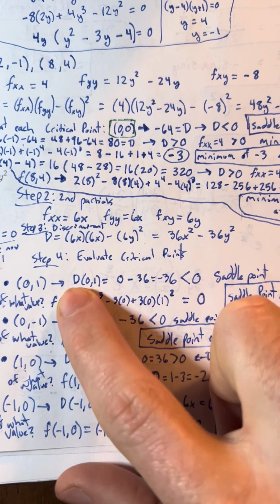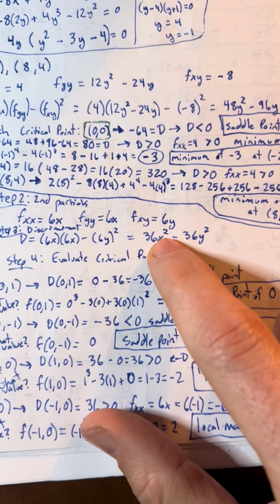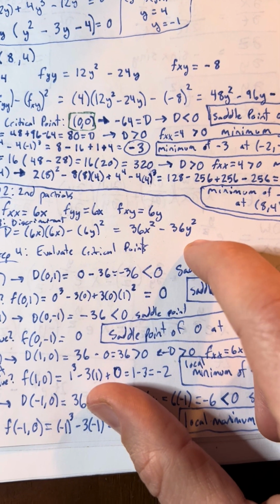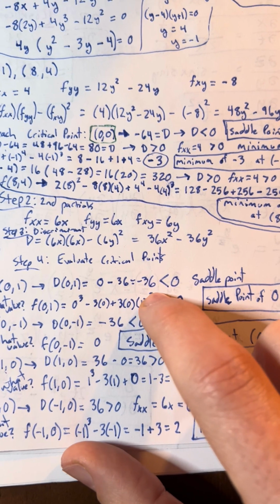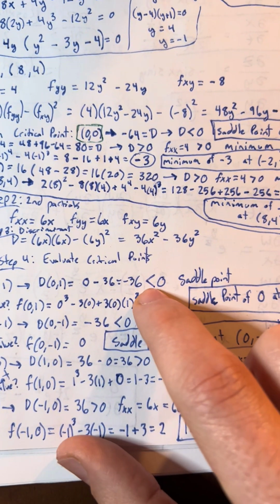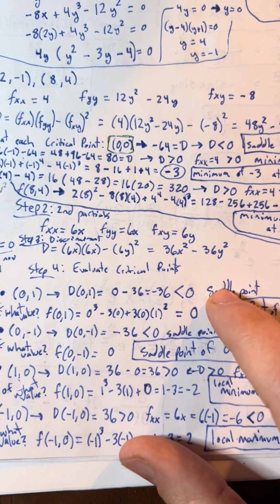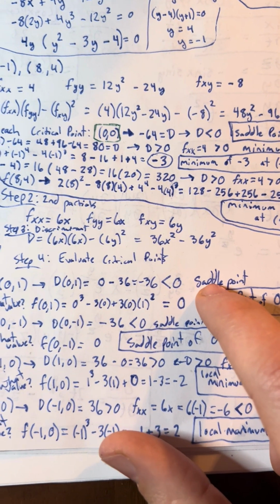So x being 0, y being 1, it's going to be pretty simple because you're going to have 0 minus 36. So it's minus 36. That's a negative, so it's less than 0. As I said before, less than 0, D is a saddle point. Now you need to know where that happens.